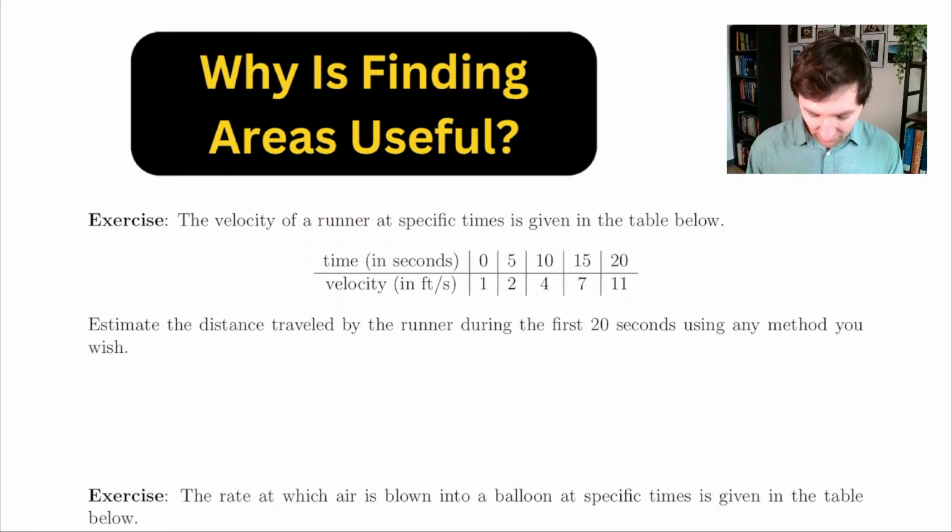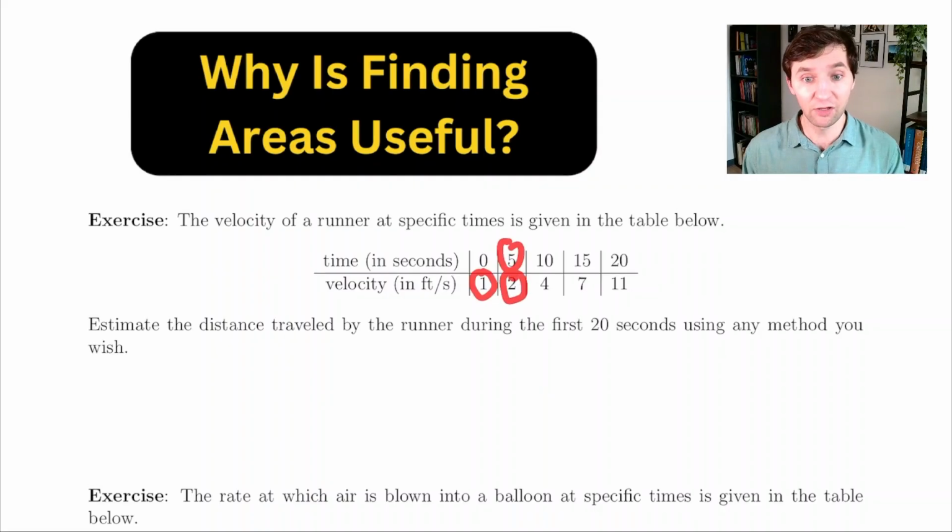The velocity at the beginning of the trip was 1. At the end, it was 11. This suggests that the velocity was increasing over time. At the beginning, the velocity was 1. At the 5th second, the velocity was 2. What was the velocity between 0 and 5? We don't know that data. Most likely, the velocity was somewhere in between 1 and 2.